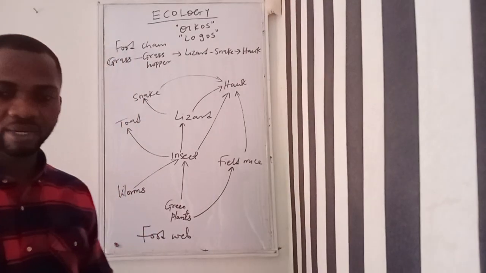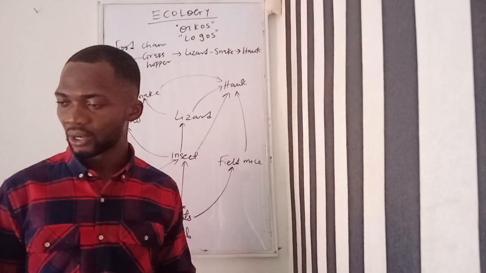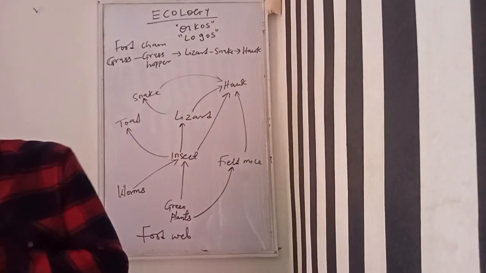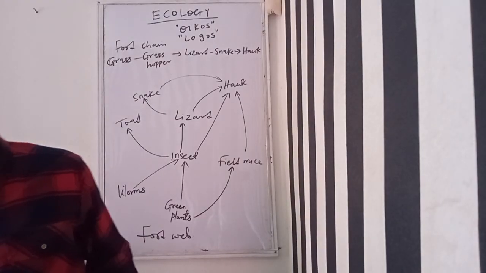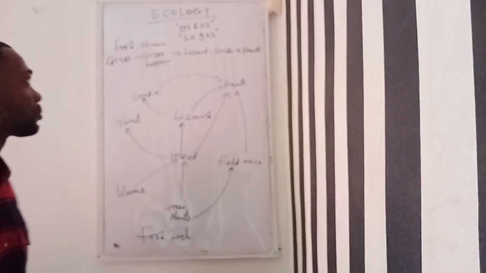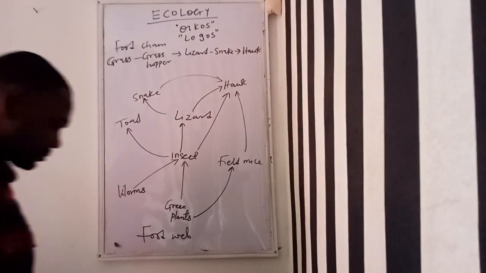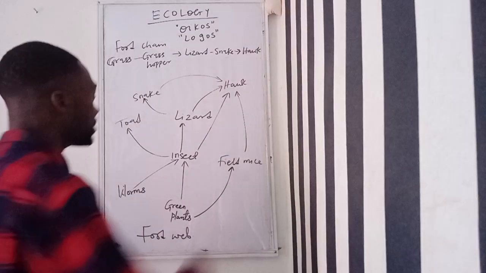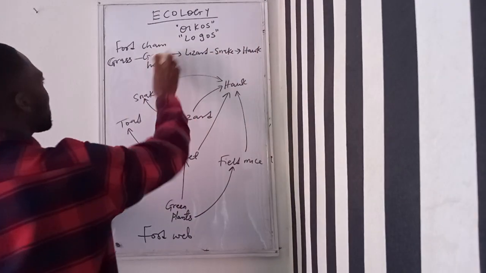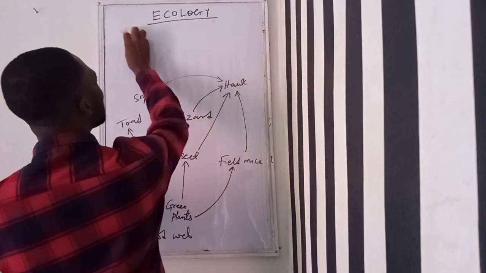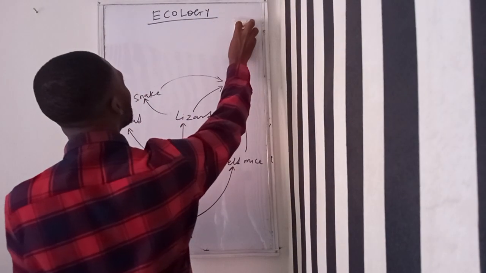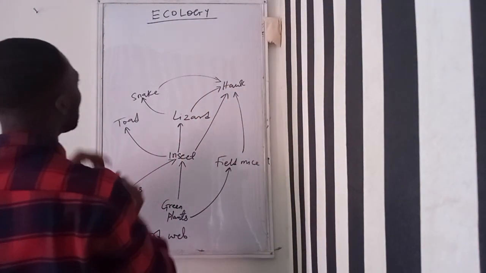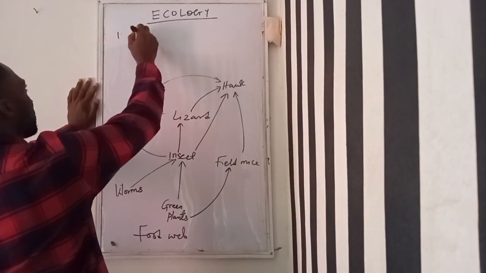Having given this background or foundation, we are now going to go into the levels of ecology. In the levels of ecology, we have three different concepts to look at.